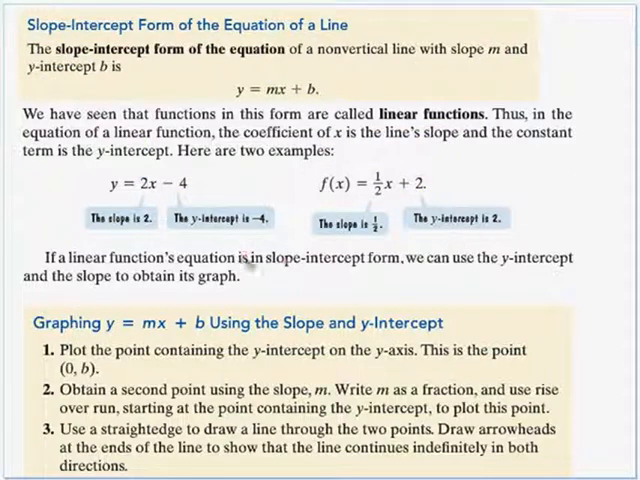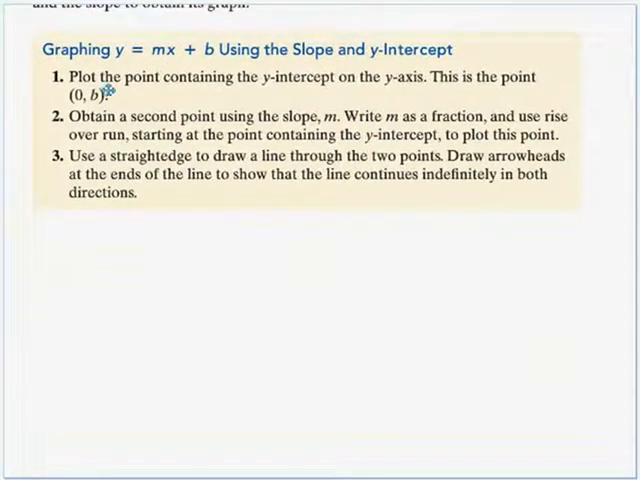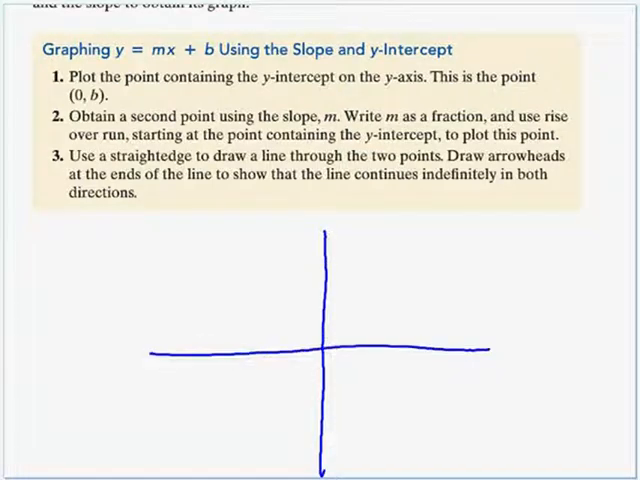If a linear function's equation is in slope-intercept form, we can use the y-intercept and the slope to obtain its graph. And the steps to do that: step 1, plot the point containing the y-intercept on the y-axis. Just do a quick generic representation. You're going to find your y-intercept somewhere along the y-axis. Maybe it's positive up here and maybe negative down here. Step 2, obtain a second point using the slope m. Write m as a fraction and use the rise over run starting at the point containing the y-intercept.